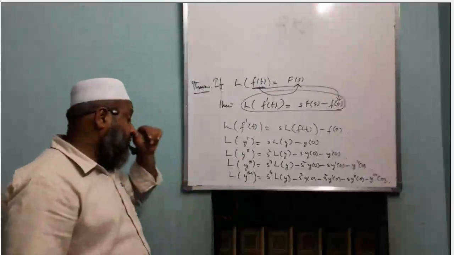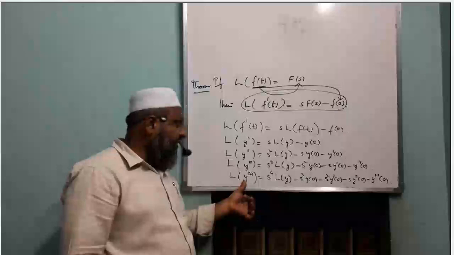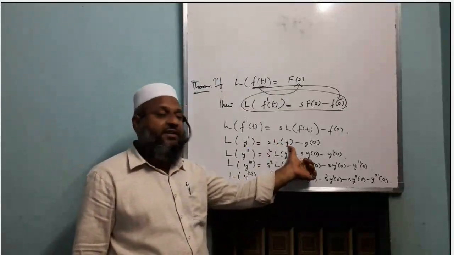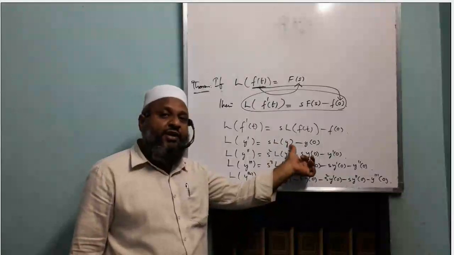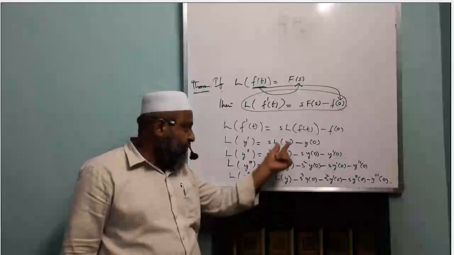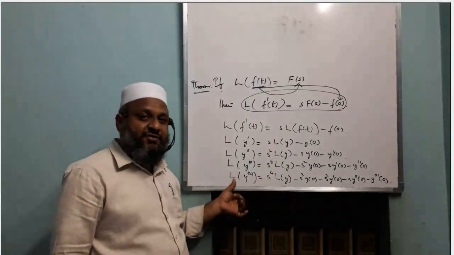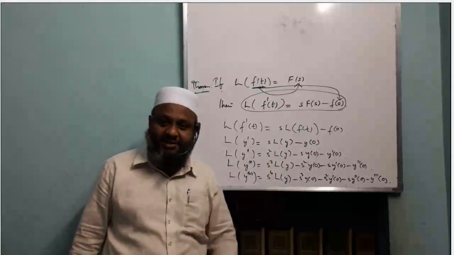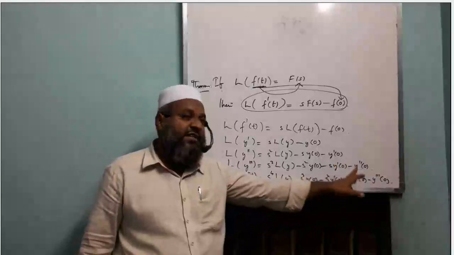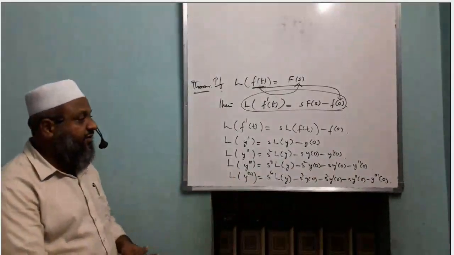I hope you understood. Now this is how to take the Laplace transform of the derivatives of a function when we know the Laplace transform of that function. So if we know what is L of y, we can tell what is L of y dash, y double dash, y triple dash. Just by knowing L of y, we will be able to tell the Laplace transforms of the derivatives of that function by knowing the value of the function and the derivatives at the initial point, at t equal to 0.